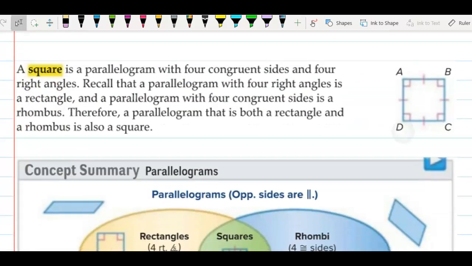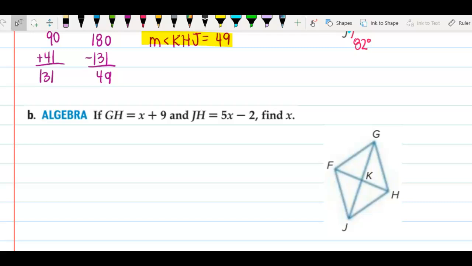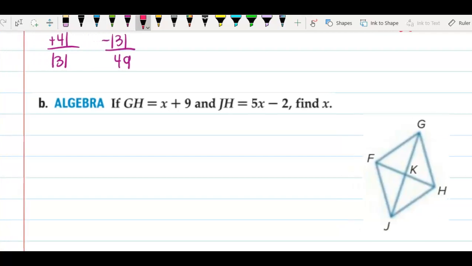I'm trying to remember how many properties. Okay, this will be the last one we do. We're looking at the same shape. I just copied it so we could write all over it. So we have GH is x plus 9, and JH is 5x minus 2.